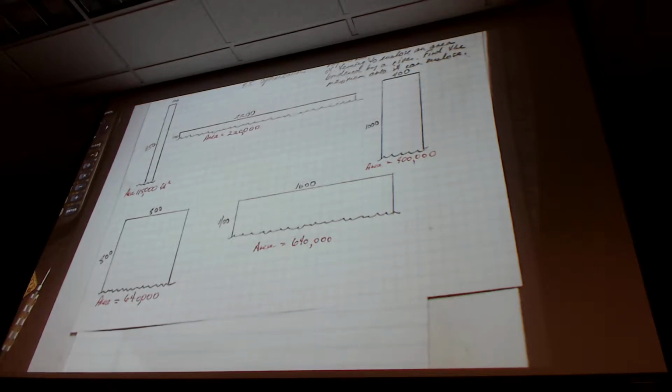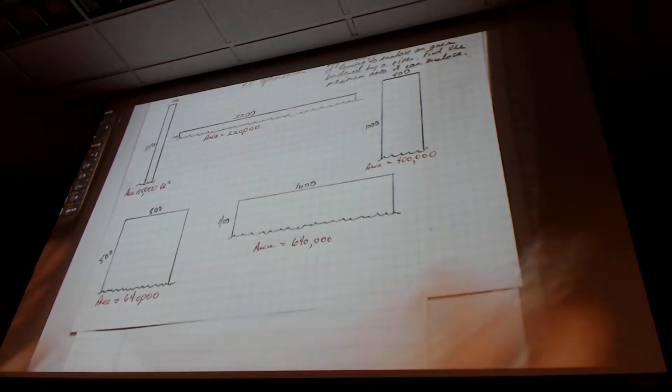Okay, so you bought the fencing, you've drawn it out, you've realized, wow, it makes a difference. So how could I maximize that area? Now, if you think about it, the area is just length times width. That's a nice, easy equation. And so let's do a little bit of math.